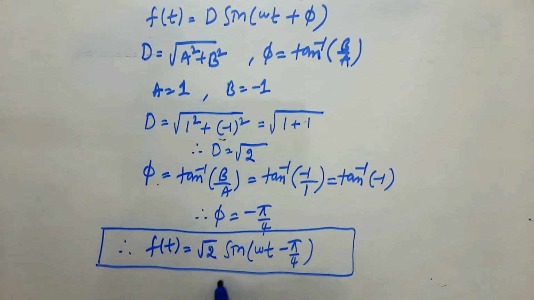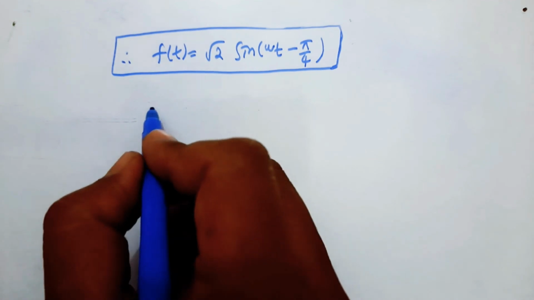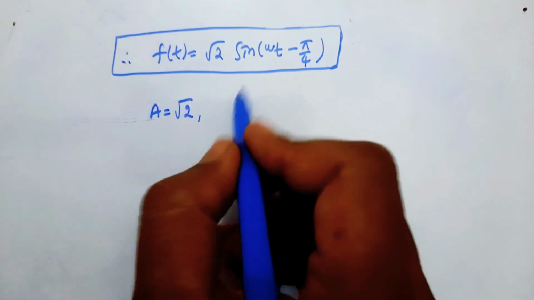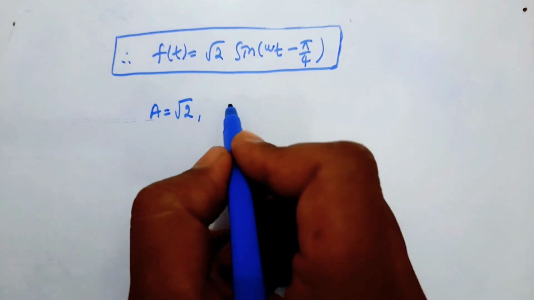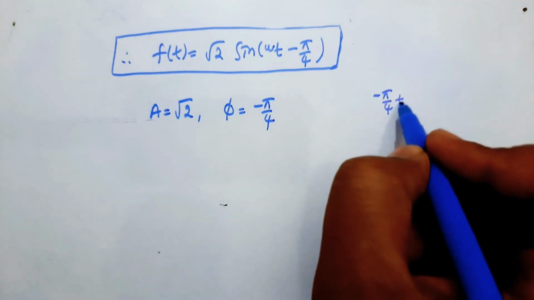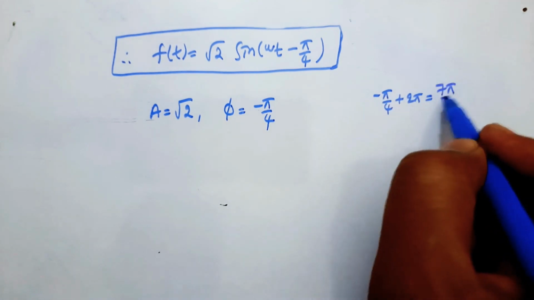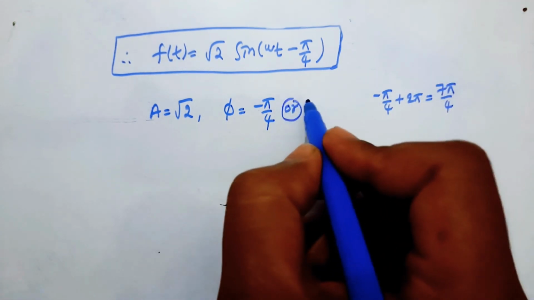So the given function is a sine function, so f of t represents simple harmonic motion. The simple harmonic motion has amplitude A equal to root 2, angular frequency omega, and phase constant minus pi by 4, or equivalently minus pi by 4 plus 2 pi, that is 7 pi by 4.